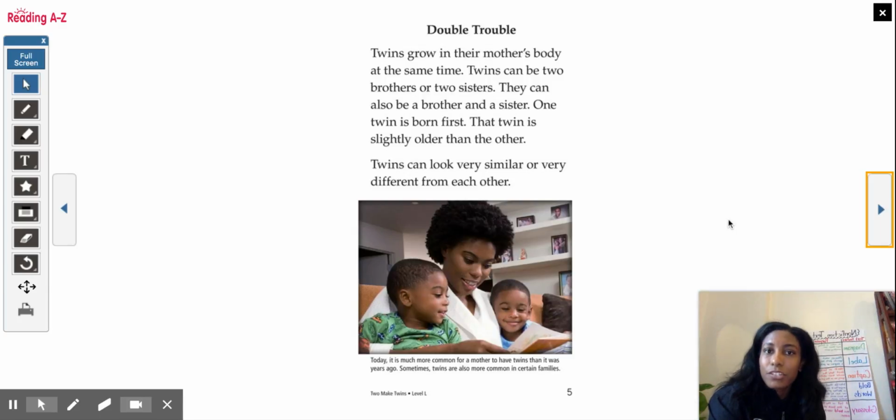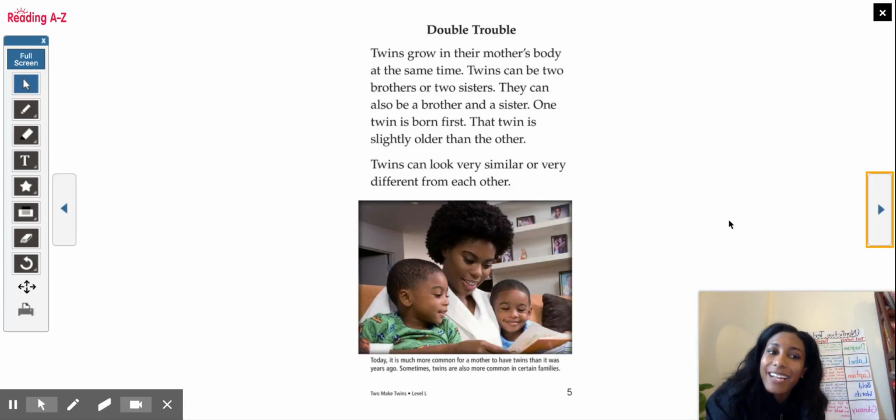Double trouble. Twins grow in their mother's body at the same time. Twins can be two brothers or sisters. They can also be a brother and a sister. One twin is born first. That twin is slightly older than the other. Twins can look very similar or very different from each other.